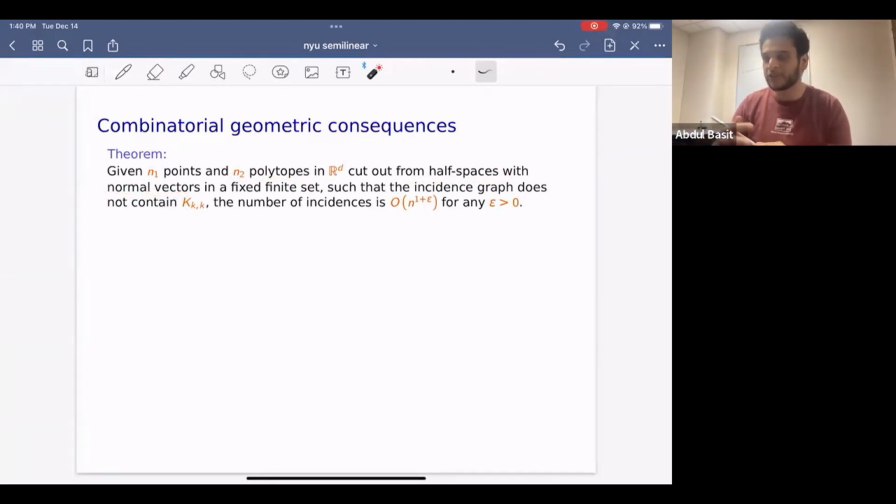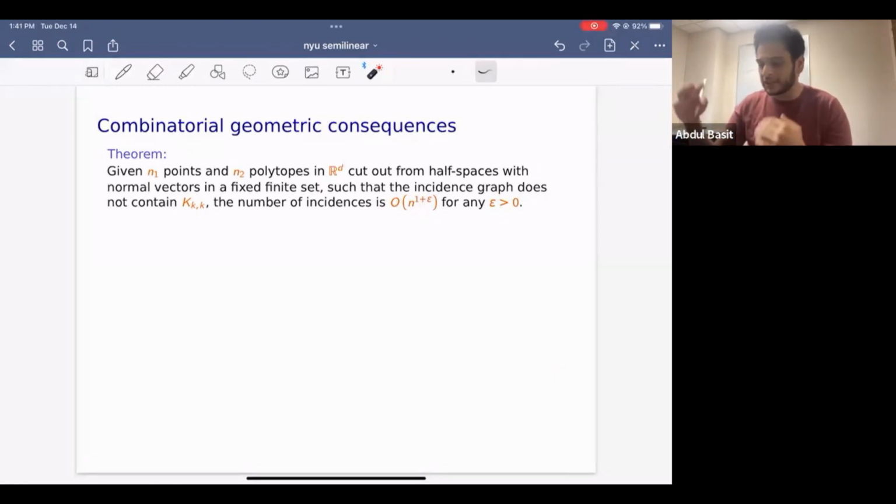So if you have a pentagon and the sides of the pentagon are all parallel to some fixed set of directions, or in high dimensions, you have polytopes but the faces are restricted to come from some finite set. Then, if the incidence graph does not contain a K_{k,k}, again we can bound the number of incidences by almost linear: it's n times some log factor of n. So it's a very strong result in some sense.